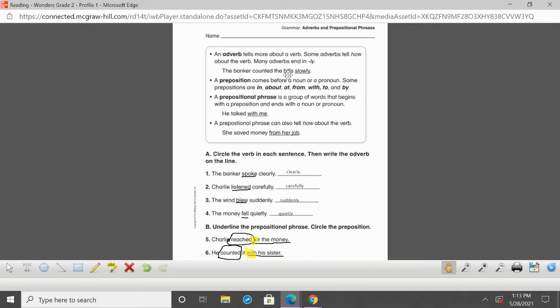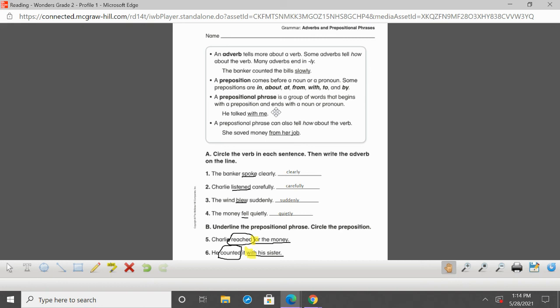How did the banker count the bills? The banker counted the bills slowly. A preposition comes before a noun or pronoun, and some common ones that we see are in, about, at, from, with, to, and by. Now, a prepositional phrase is a group of words that begins with a preposition and ends with a noun or pronoun. So he talked with me. With me is a prepositional phrase. It starts with the preposition with and ends with that noun or pronoun me.